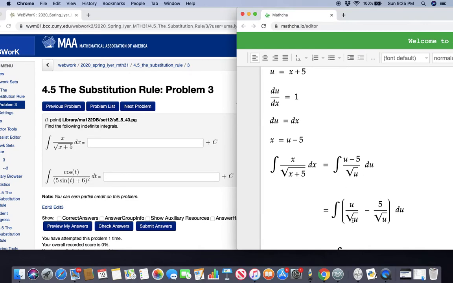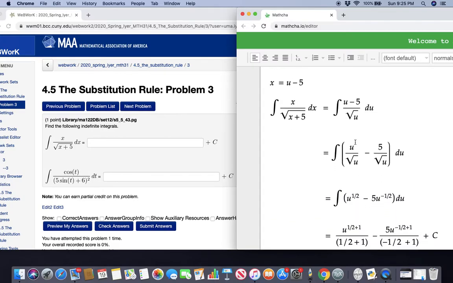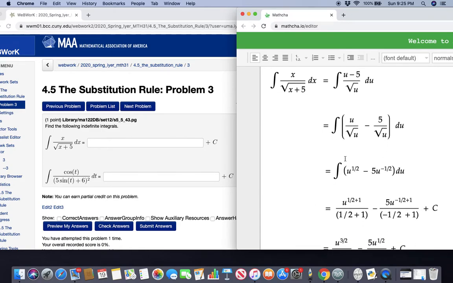So u over square root u minus 5 over square root u. U over square root u, that is u to the power half, right? Power 1 minus power half is power half. Minus, this goes to the top, u to the negative half. So integral of this quantity is the standard trick. Raise the power by 1 and divide by the new power.